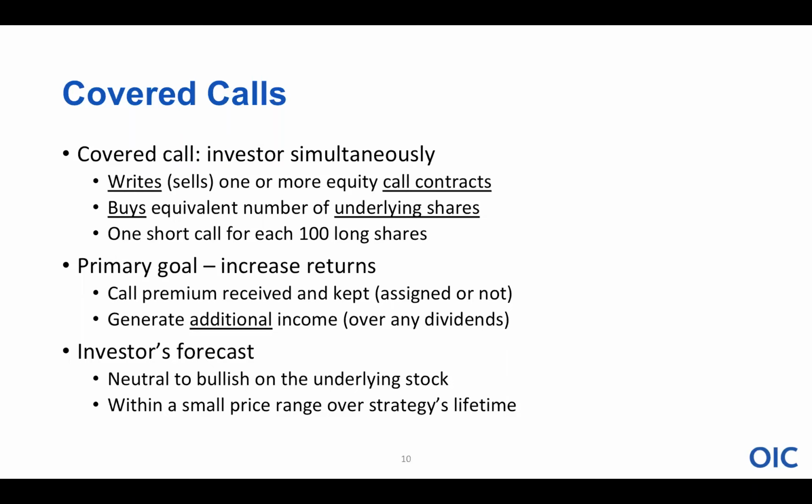This is a strategy that only works if we are neutral to, this should say, moderately bullish. If we are neutral to moderately bullish on the shares, this is a strategy that might work for us. So we're looking for a small price range over the strategy's lifetime. We're not looking for the shares to make a huge move to the upside or a huge move to the downside. If we are really bullish or extremely bearish on a particular stock, this is the wrong strategy to implement. So this only really works if our forecast on the shares is neutral to moderately bullish. It's very important.